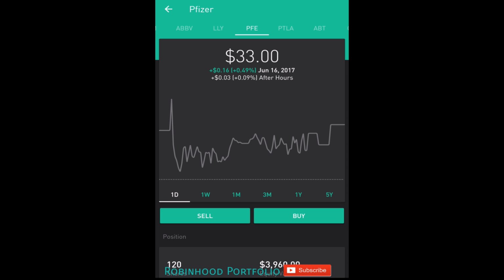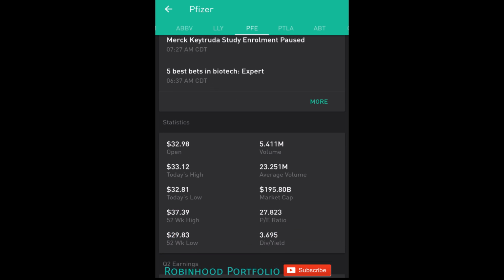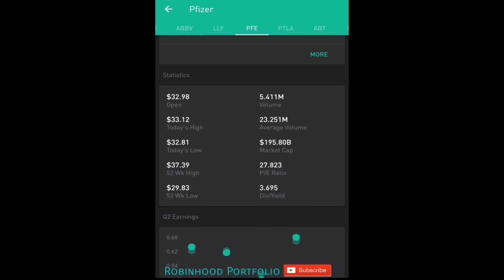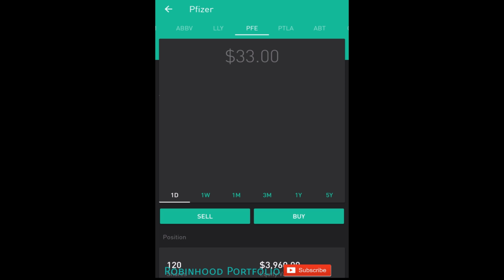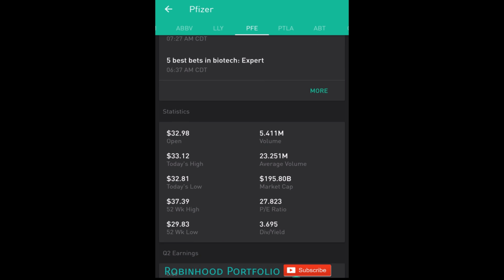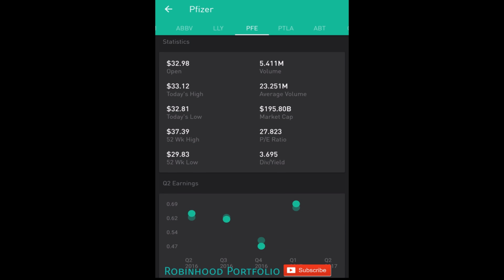As an example here, we have PFE, Pfizer. Current price of the stock is $33. And if we go down to the stats here, we see the dividend yield is 3.695%. So what does that mean? All that means is that there is a dividend that will be given, and that dividend will be essentially assessed with regards to the stock price, and that will basically give us the dividend yield, and that is for the year. So the 3.695% is the dividend yield per year.